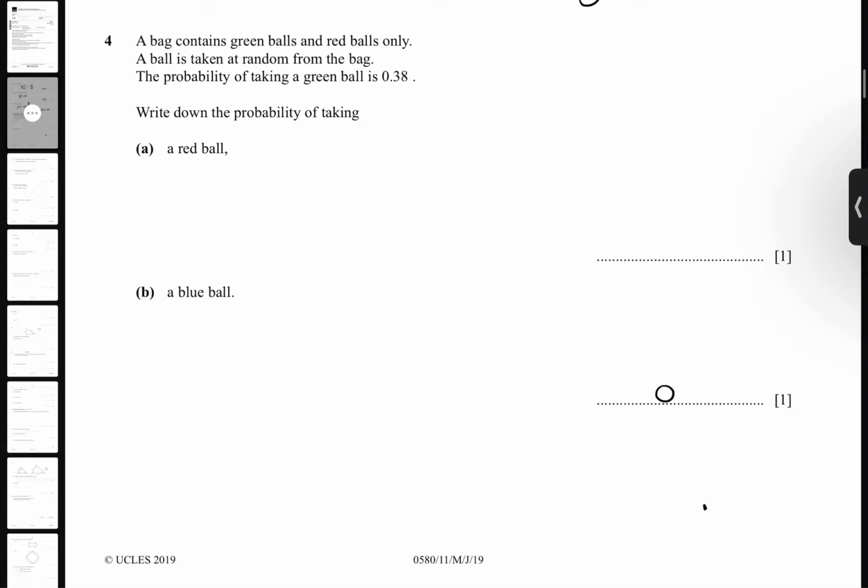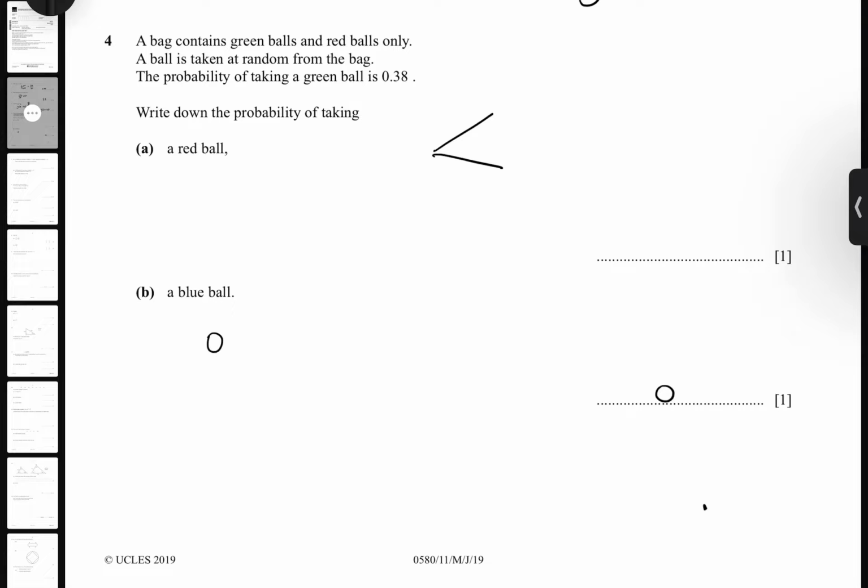Let's take a look at question number 4. It says a bag contains green balls and red balls only. A ball is taken at random from the bag. The probability of taking a green ball is 0.38. Write down the probability of taking a red ball and B, a blue ball. Now, the probability of taking a blue ball is obviously 0 because there are no blue balls in the bag. However, the probability of taking a red ball can be found like this.